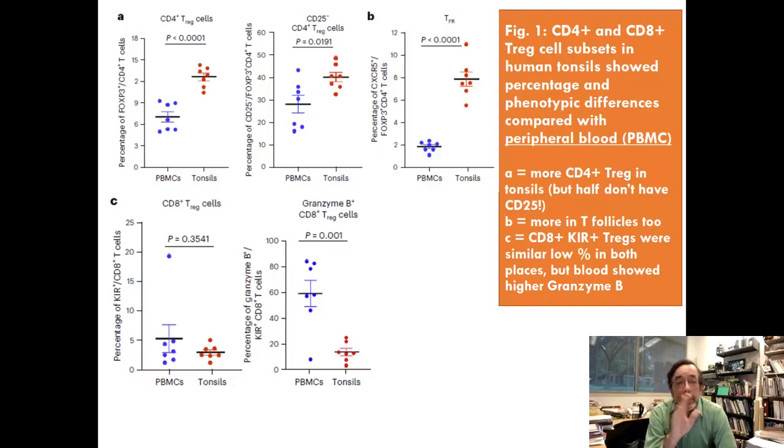And there's more. They looked at PBMCs, remember those are blood, versus tonsil organoids, and they found out actually these are probably just regular tonsils. We haven't gotten to the organoids yet. They found that the CD4 positive Tregs like to hang out in the tonsils, but they also found that, see the next one over, is the CD25 negative. There's still a lot of T cells, almost 50% that are CD25 negative.